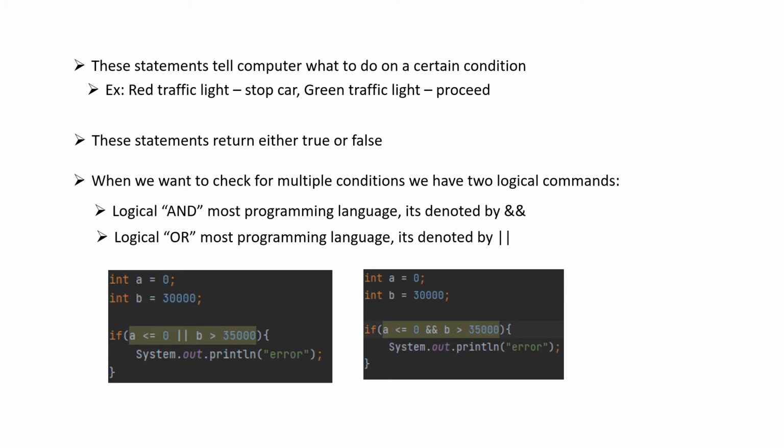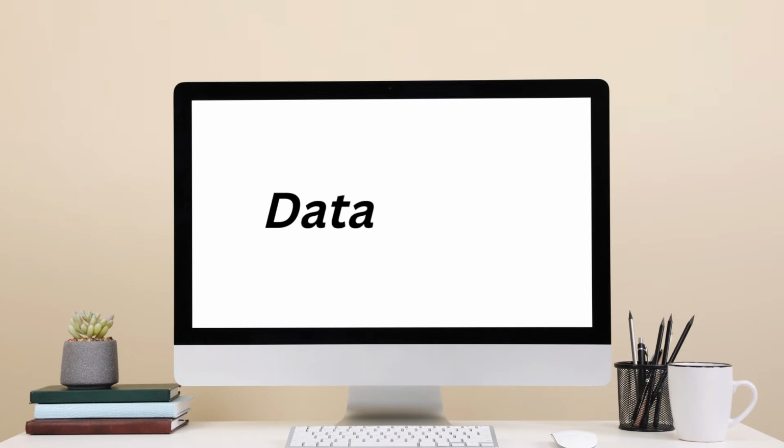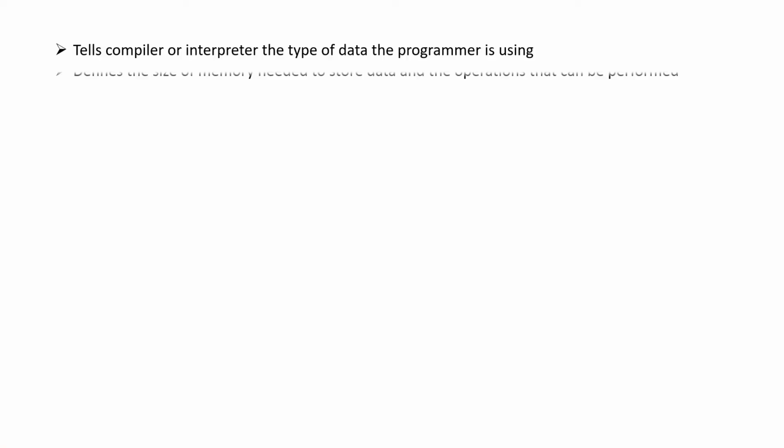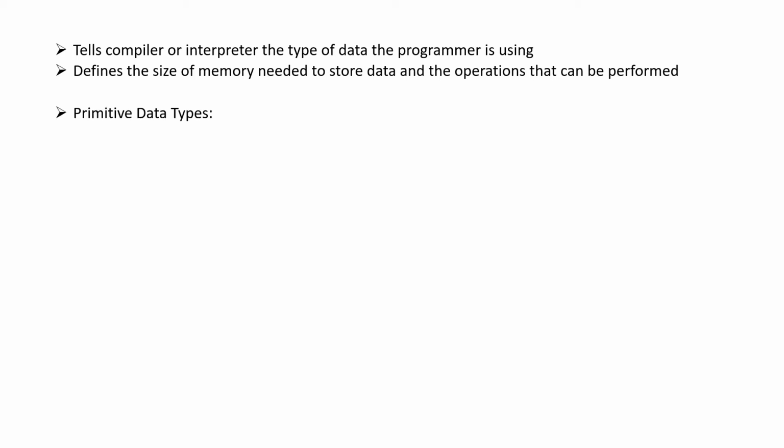Data types define the type of data the programmer is using. Each data type takes up a specific amount of size in memory, so it is very important when building high performance and space efficient applications. The primitive data types defined in most languages are int, which takes in whole numbers, char, which takes in a single character, float, which takes in decimal point numbers, and boolean, which takes in true or false values.